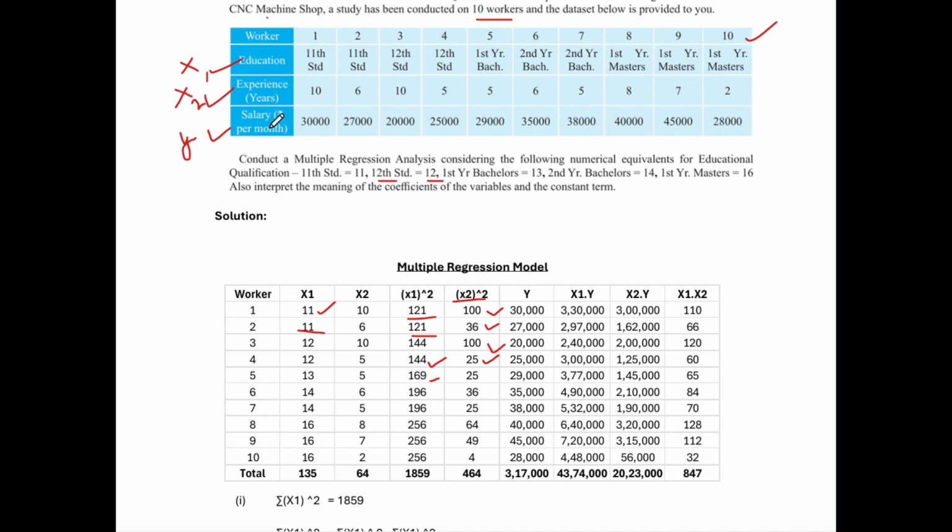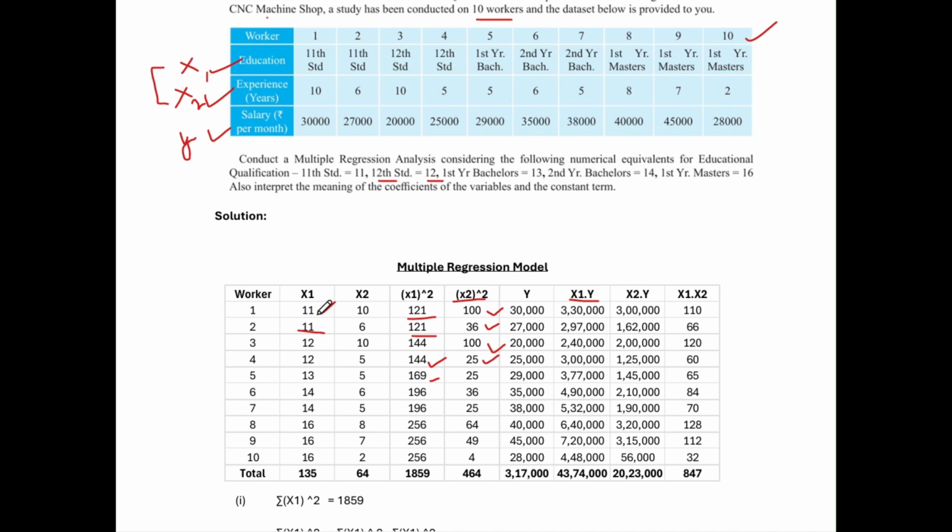Now, we have assumed the salary details as variable y. So, note down the y details in the table. Next, we will calculate x1 into y, and then we will calculate x2 into y, because in the question 2 variable details are given for x. So, here we will calculate x1 into y.